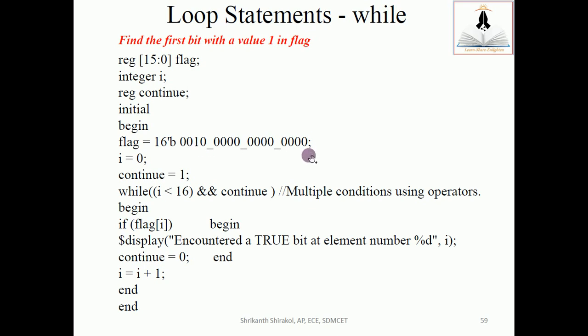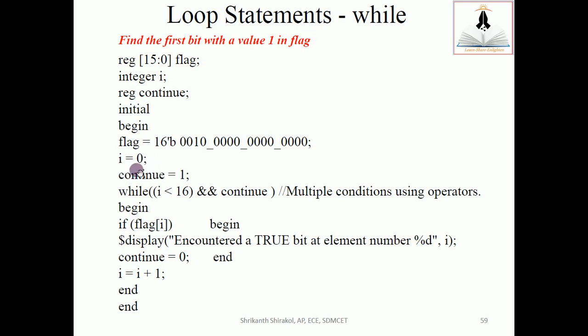If I count it, 1, 2, 3, 4, 5, 6, 7, 8, 9, 10, 11, 12, 13, 14th bit is the value, first bit with a value 1. So 14 should be the output of this code. Let me check how it can be done.